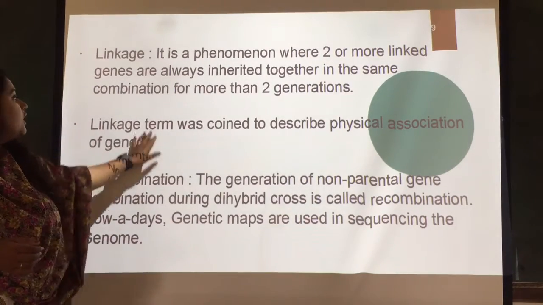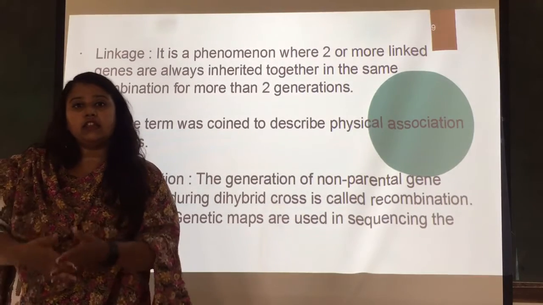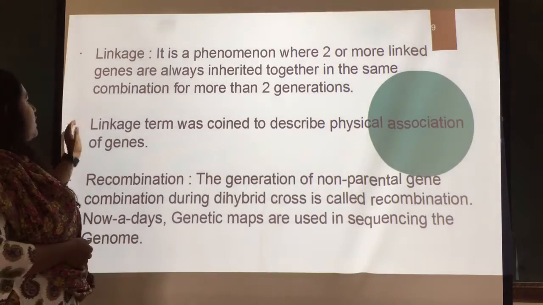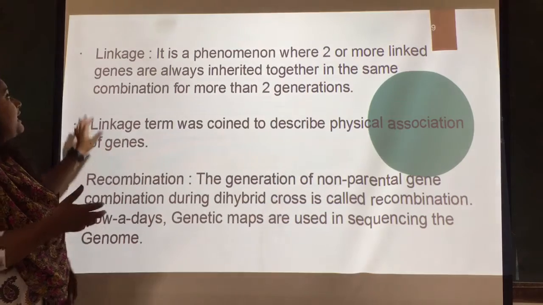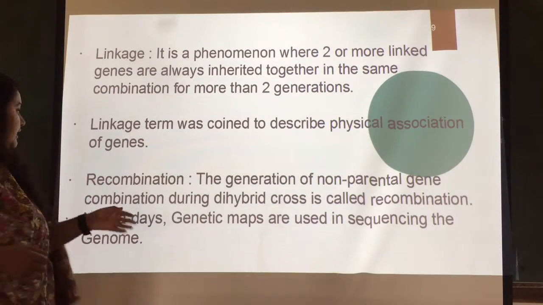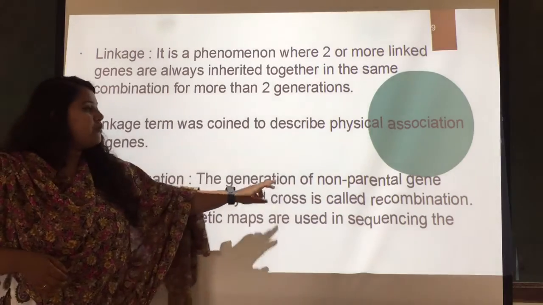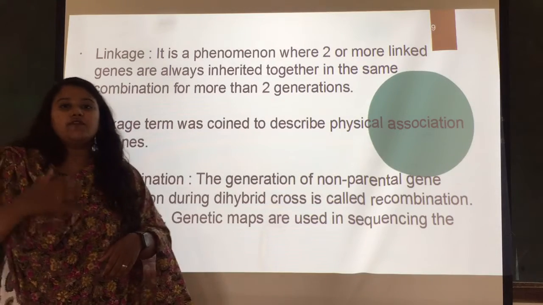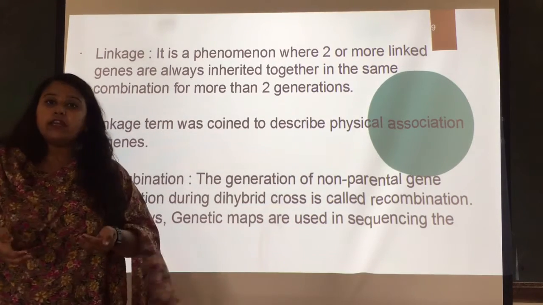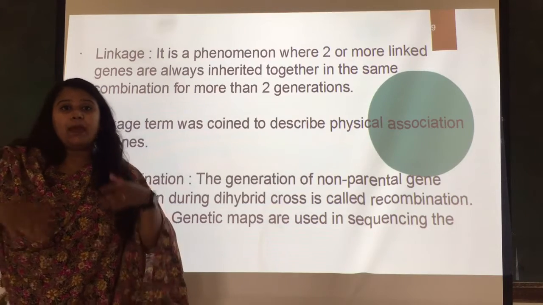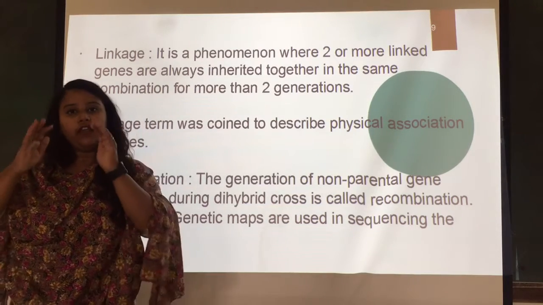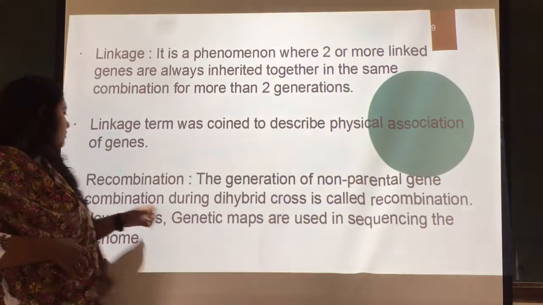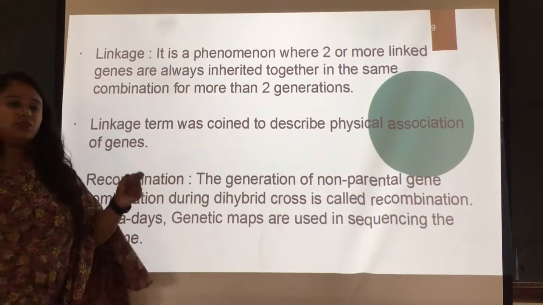So linkage was termed for understanding how the physical association of the genes with each other is carried out, right? So linkage is a very important term when we are going to understand how the genes are inherited, right? Recombination is the generation of non-parental gene combinations during the dihybrid process. That means if the particular genes are already present, the non-parental type means the parental type that is coming from the parent, then it is forming the F1 generation, and that F1 generation goes for recombination, that is known as recombination of that particular gene.